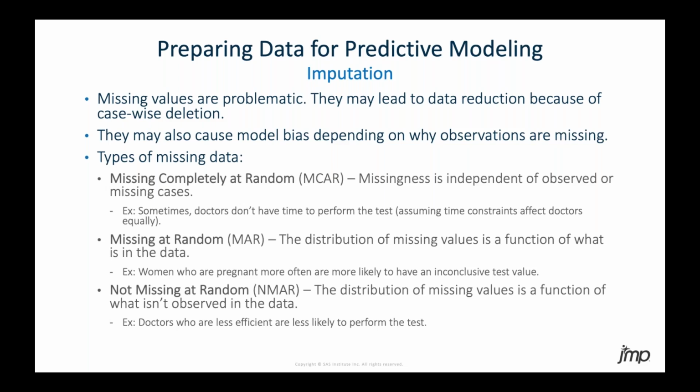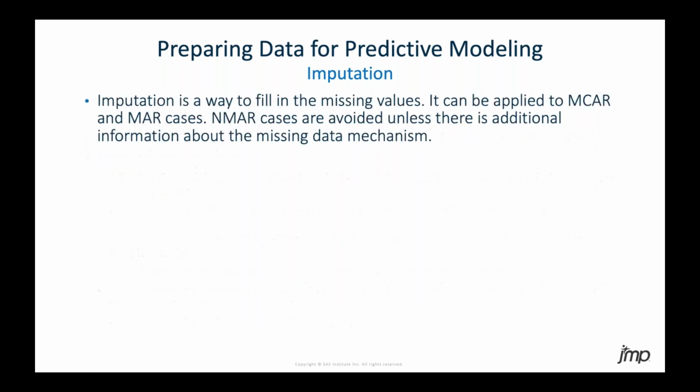So say for example, I knew which doctors were less efficient. Maybe it's a function of how long they've been practicing. And let's say I had that information in the data set or I had access to it, then I could use that to treat this more as missing at random and not as not missing at random. Okay, so as I mentioned earlier, imputation is a way to fill in the missing values. You can apply it to the MCAR data, the missing completely at random, and the missing at random. It's that not missing at random that you have to be careful of.